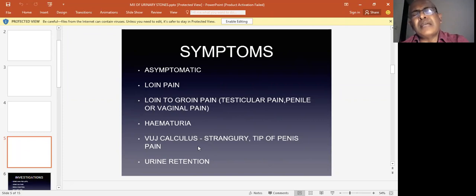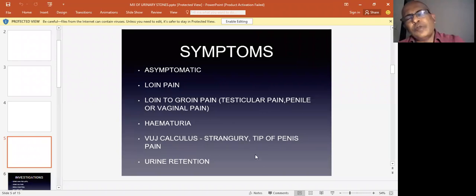Stones, as they come down the ureter and get stuck near the bladder, sometimes you get rare symptoms where the patient complains of pain in the tip of the penis or in the testicle. This is called referred pain. And I don't need to explain to you what referred pain is. You know, when you get ischemic heart disease, you feel pain in the shoulder and in the neck. In the same way, when you have a VUJ stone, the patient complains of tip of penis and scrotal pain.